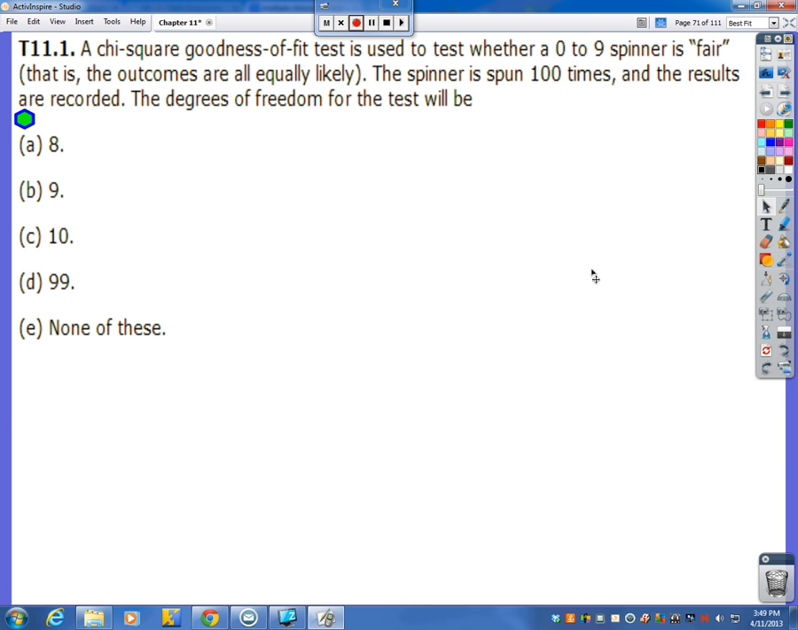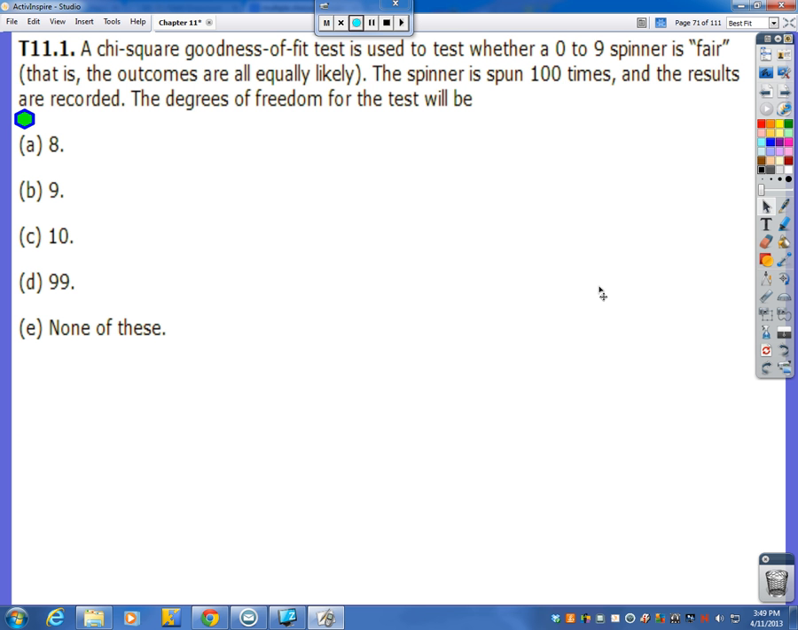So let's discuss them. Number 1 says a chi-squared goodness of fit test is used to test whether a 0 to 9 spinner is fair. That is, the outcomes are all equally likely. The spinner is spun 100 times and the results are recorded. The degrees of freedom for this test.